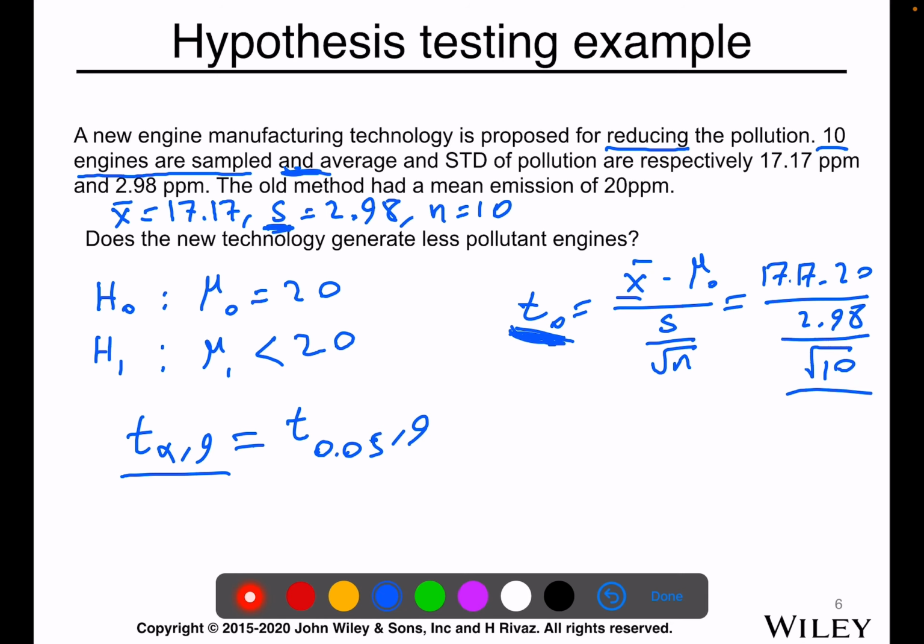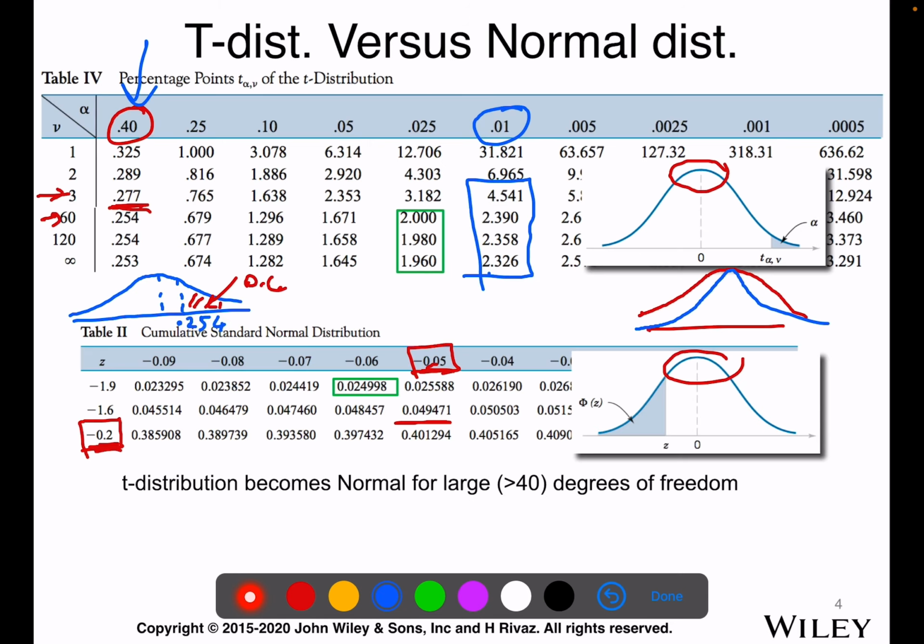I think we had the table in the previous slide. Oh, we don't have it for 9, right? So we have to look at row 9 here. So we have row 1, 2, 3. We have to look at row 9, and then for 0.05, the number is going to be something between these two, so around 2. Any questions? Okay.